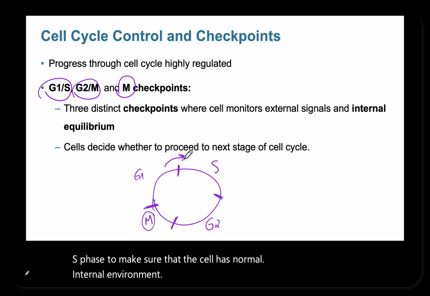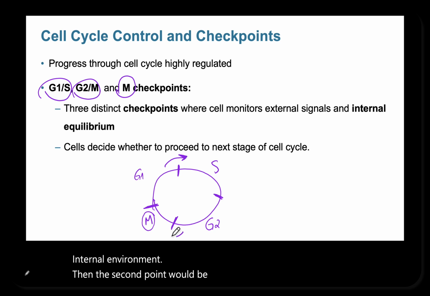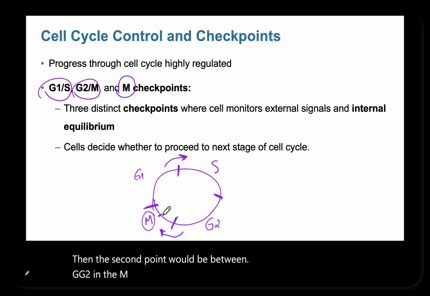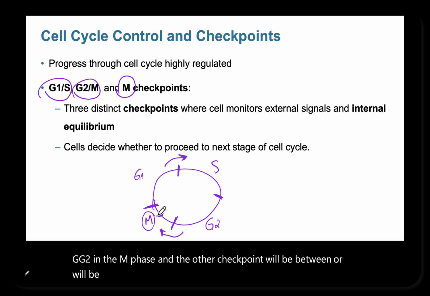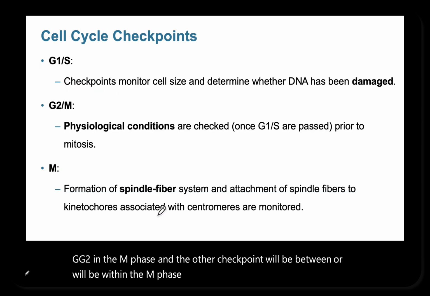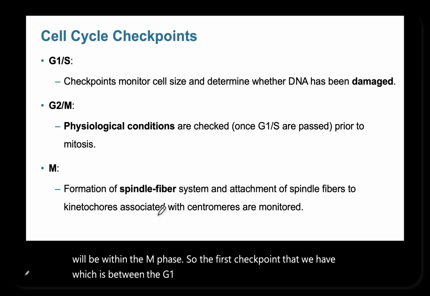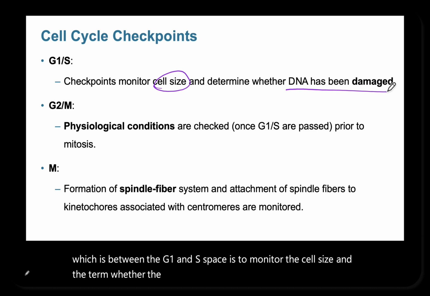Then the second point will be between G2 and the M phase, and the other checkpoint will be within the M phase. So the first checkpoint that we have, which is between the G1 and S phase, is to monitor the cell size and determine whether the DNA suffered any damage.